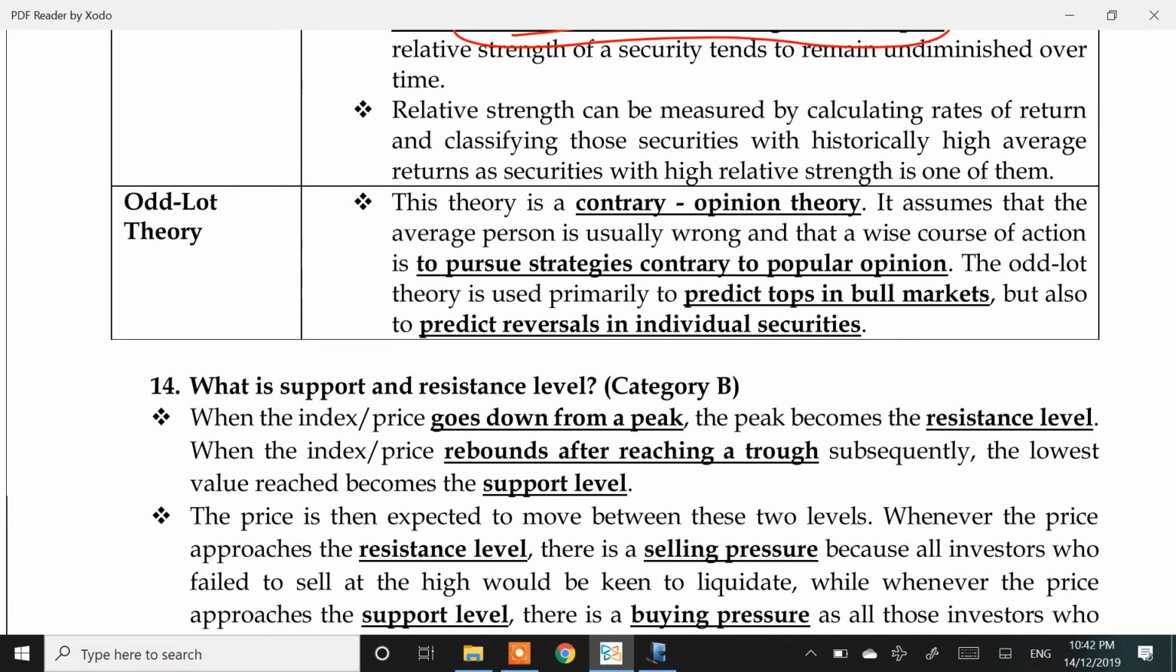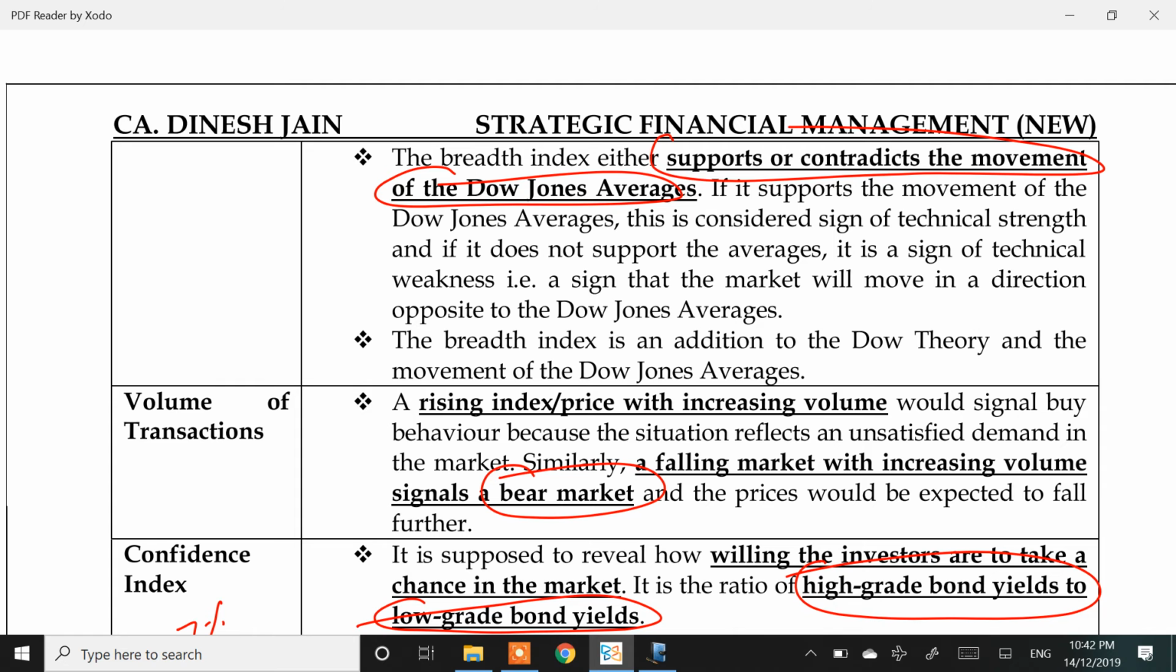Next is odd lot theory. What is odd lot theory? This is also known as contrary opinion theory. Why it is also called contrary opinion theory is that you can use odd lot theory to predict the tops in bull markets and also to predict reversals in individual securities. Normally in a bull market, everyone would be trying to buy securities, because everybody is expecting that the prices will go up. So if you act opposite to the popular opinion and work opposite to what everyone is doing, that's called odd lot theory.